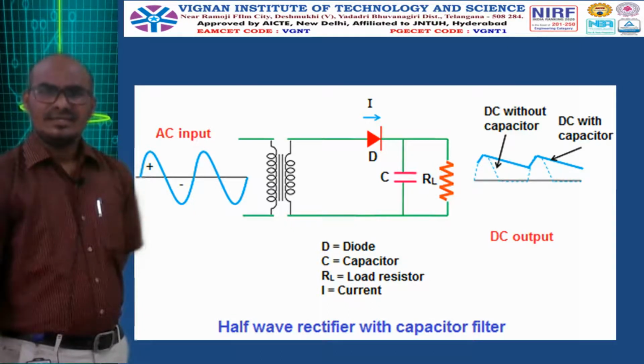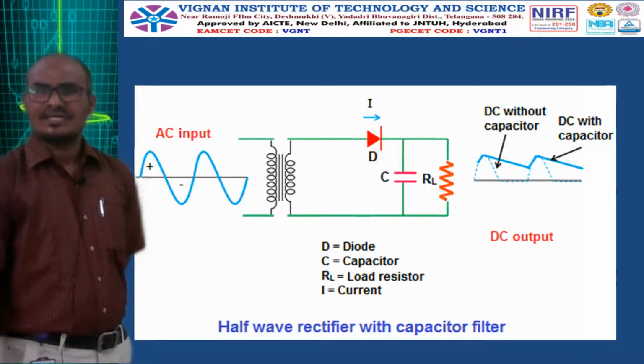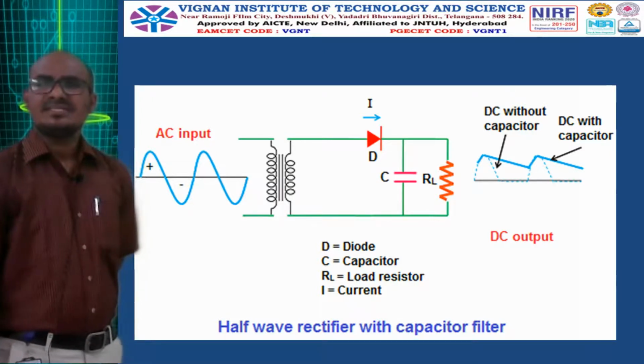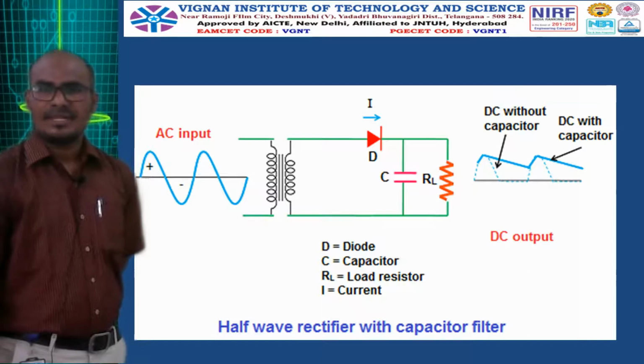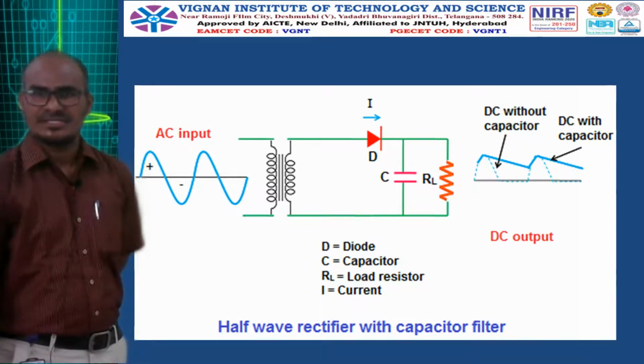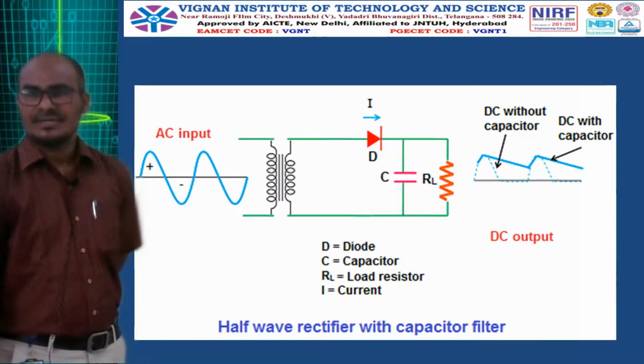And when the negative supply comes, that is from π to 2π, during the negative half cycle, the capacitor will start discharging. Until how much time will it discharge? It will discharge until the next positive half cycle comes.